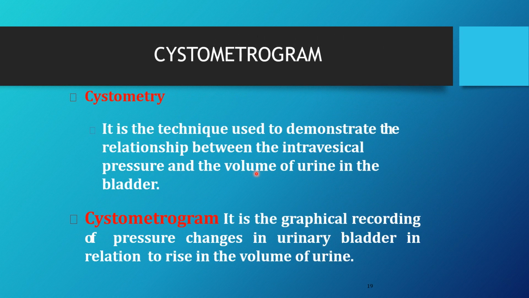So next we will see the cystometrogram. Cystometry is a technique and cystometrogram is a graphical recording. Cystometry is a technique used to demonstrate the relationship between intravesicular pressure and the volume of urine in the bladder. We have seen the pressure volume relationship by the law of Laplace, P is equal to T by R, and when demonstrated in graphical form it is called the cystometrogram. It is a graphical recording of pressure changes in the bladder in relation to rise in the volume of urine.